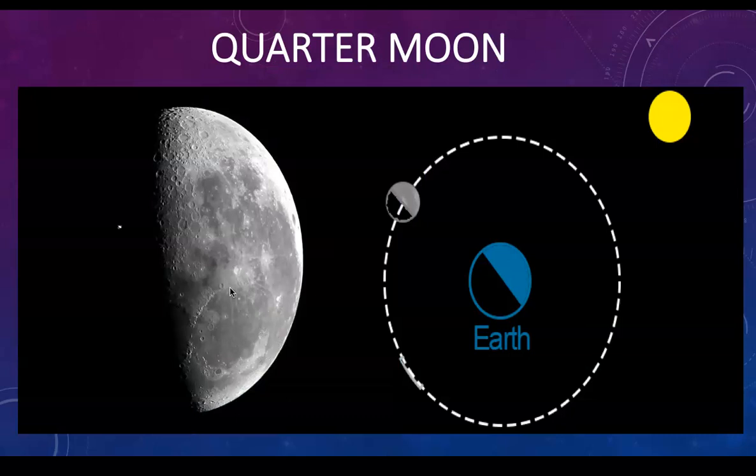Quarter moon. Seeing half of it. So you see the sun's here, so it's lighting up that, and that's why you see it. Remember, the moon doesn't have its own light source. It's reflected.